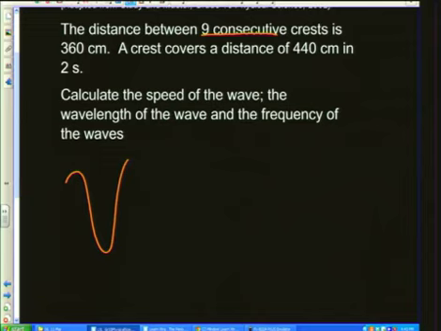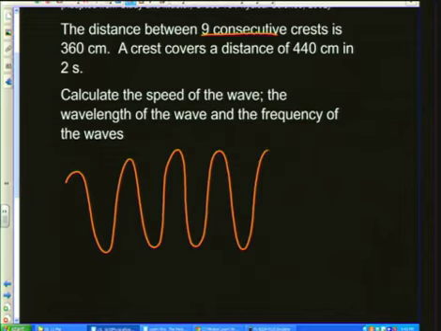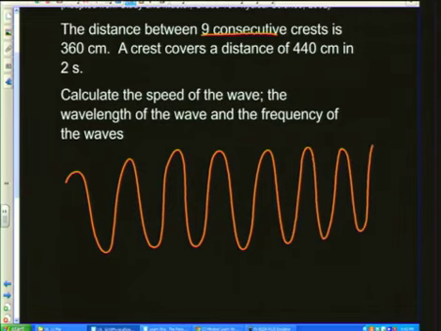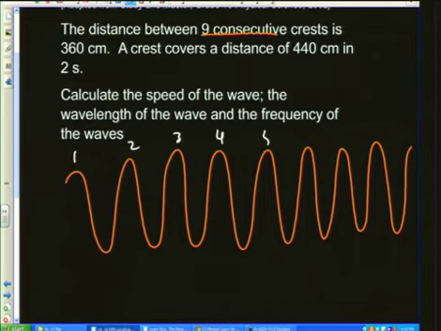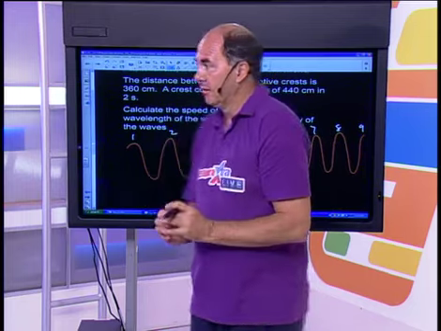That's crest 1. That's crest 2. Count with me. 3, 4, 5, 6, 7, 8, 9. Do you agree? Yes. You sure? Yes. Let's check them. I want to make sure. 1, 2, 3, 4, 5, 6, 7, 8, 9. Okay. Now, guys, this is the important part. We've got 9 consecutive crests.